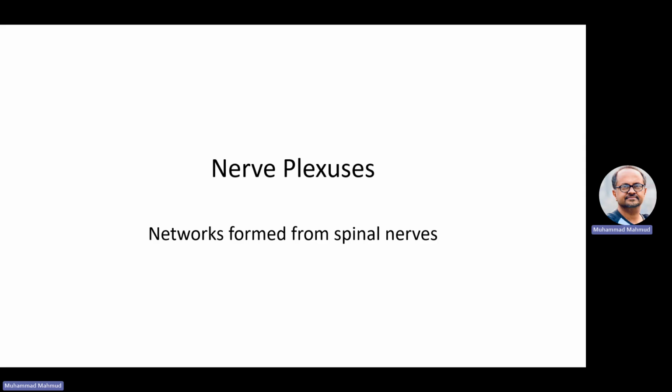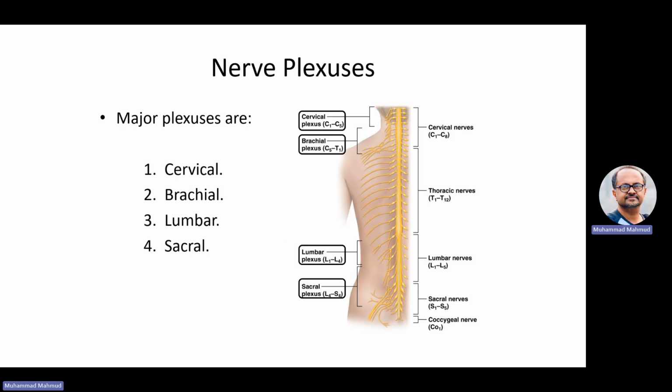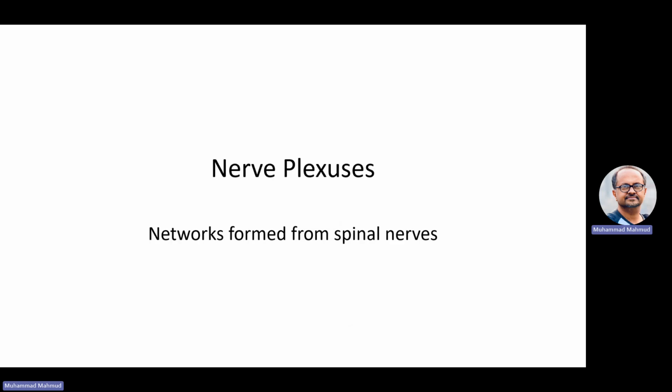Networks formed by the spinal nerves are called nerve plexuses. For example, cervical plexus, brachial plexus, lumbar plexus, and sacral plexus. So what is plexus? It's a network formed by spinal nerves.